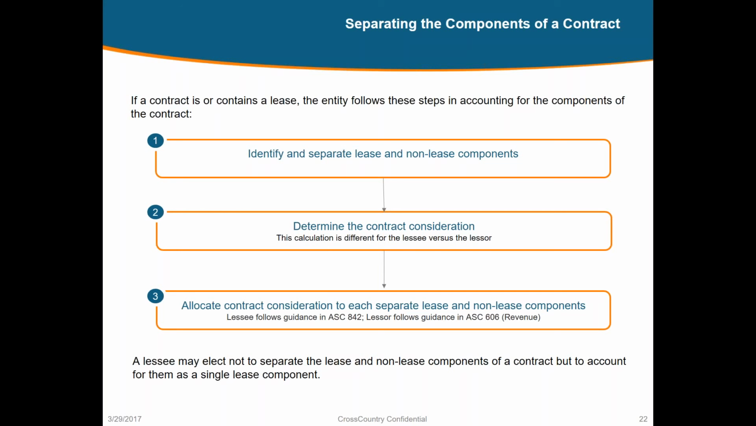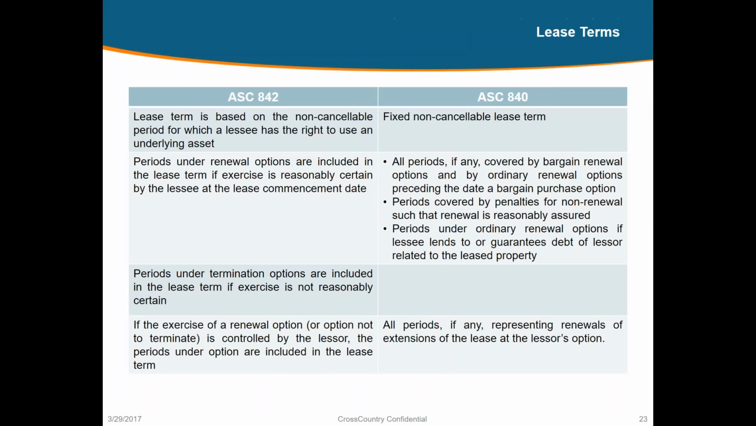The lease term includes the non-cancelable period of use, periods related to renewal options that are reasonably certain to be exercised, periods under termination options that are not reasonably certain to be exercised, and renewal option periods controlled by the lessor. The non-cancelable period cannot extend beyond the contractual term, which ends in a situation where both the lessor and lessee have termination options without significant penalty.